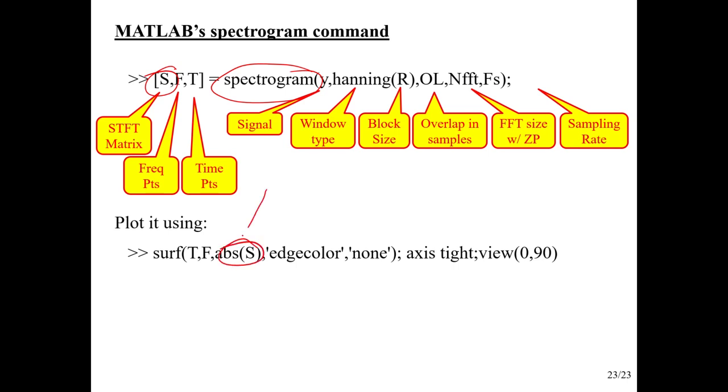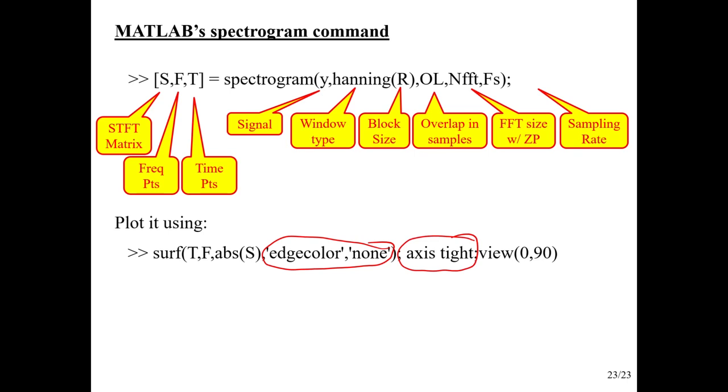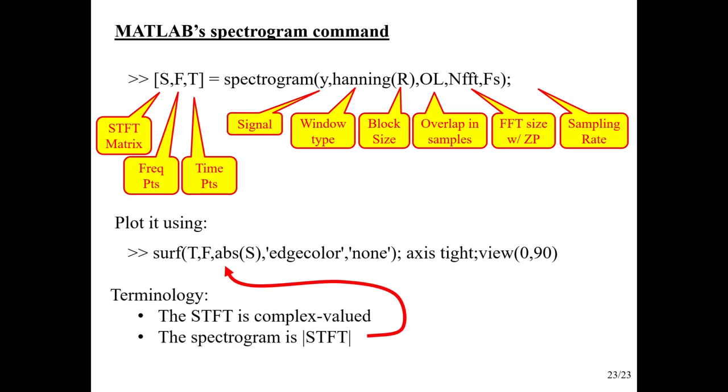Sometimes we want to do this in dB, so we would do 20 log 10. And then the edge color and the none are just things that I put in to make the surf plot look the way I want it to look. I do an axis tight that just makes it look the way that I want. And then view makes it look at this surface plot from above, so it's not really a surface plot. And it will be some appropriately colored scheme, and you can change the color scheme with colormap commands and things like that.